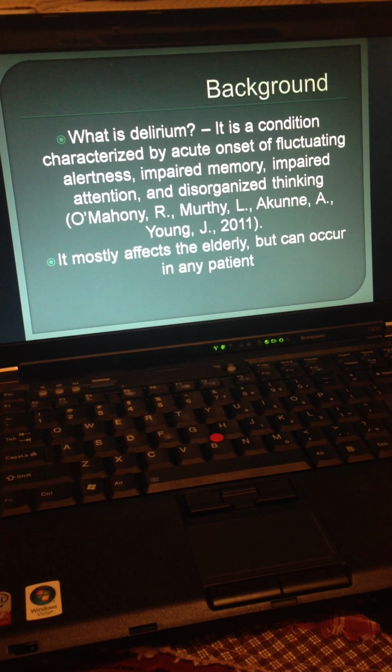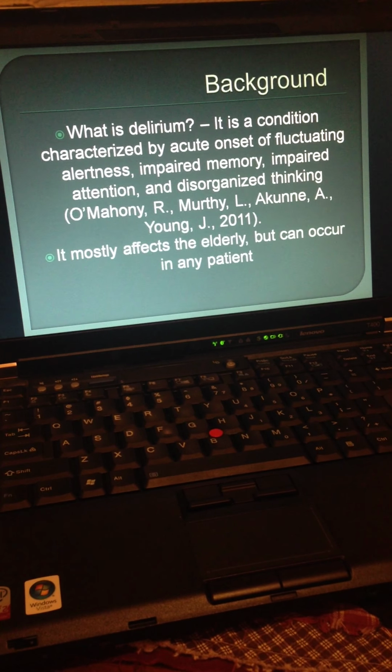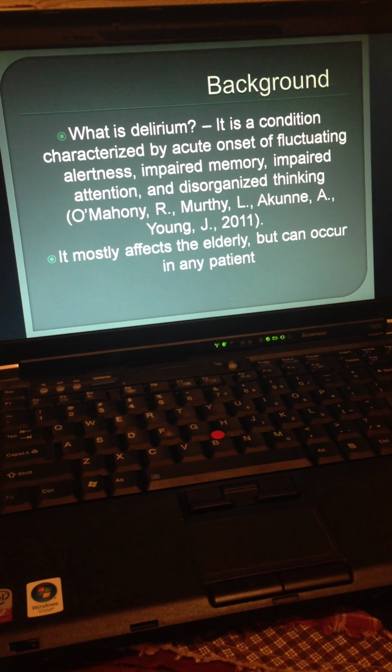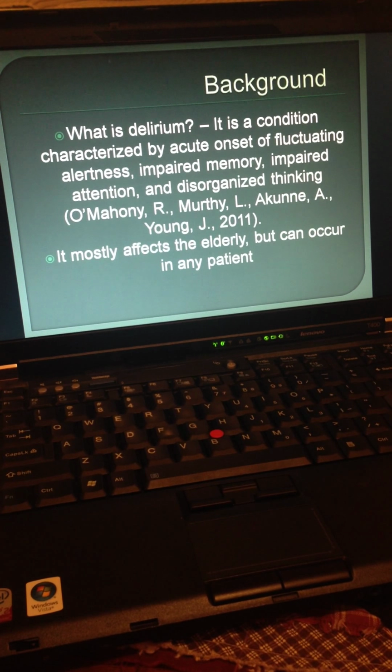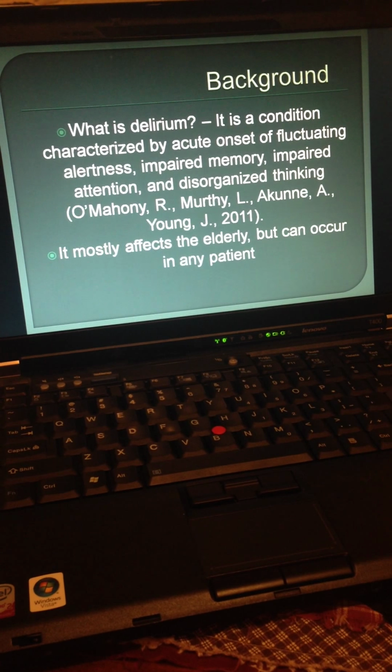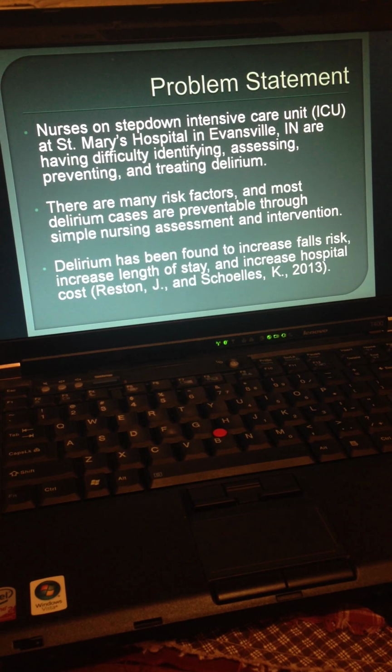Background. This is delirium. It is a condition characterized by acute onset of fluctuating alertness, impaired memory, impaired attention, and disorganized thinking. It mostly affects the elderly, but it can occur in any patient.